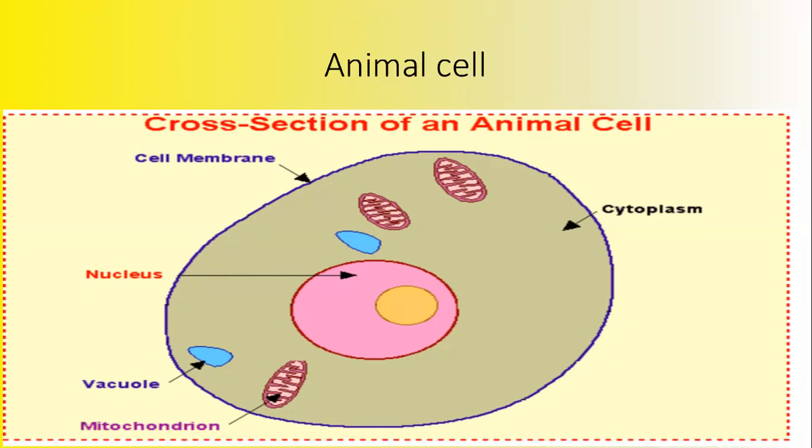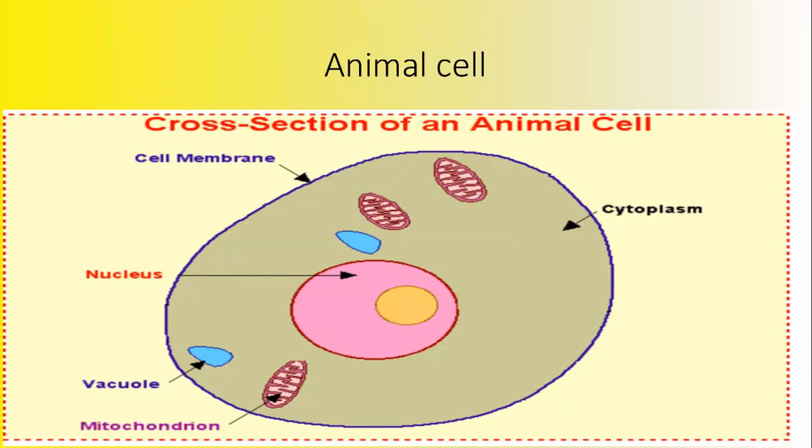You can see the vacuole. What is a vacuole? These are little bubble-like structures found in cells. Their function is to store water, food, and waste substances. This is the job of the vacuole.